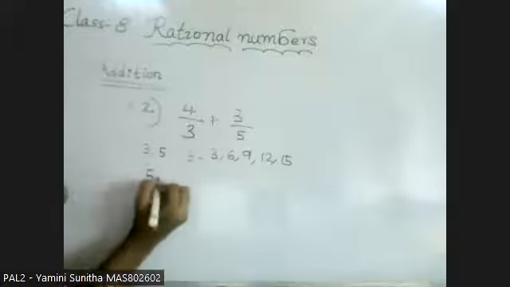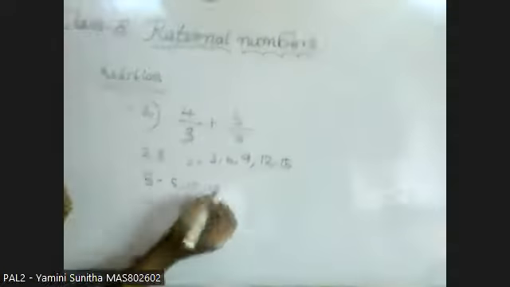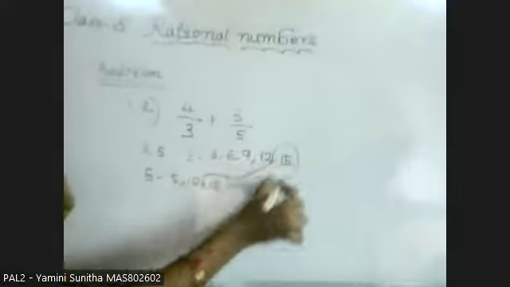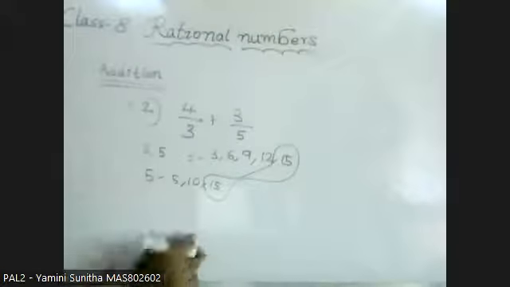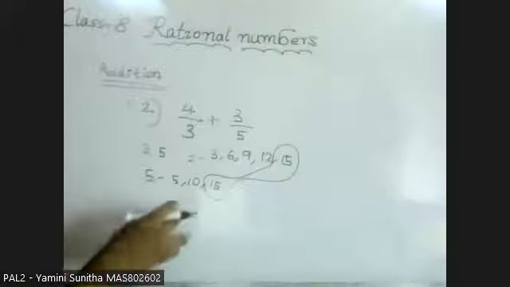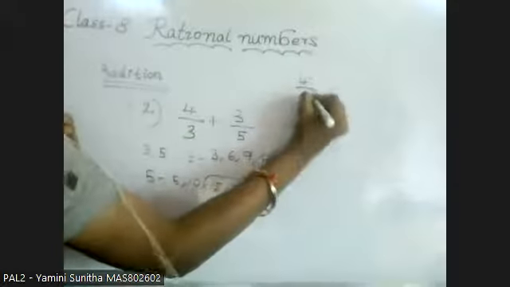Next, 5. 5 multiples are 5, 10, 15. What is the least common multiple among these? It is 15 only. So, this is the least common multiple. What is the least common multiple? 15. So, first we have to write one fraction, 4 by 3.